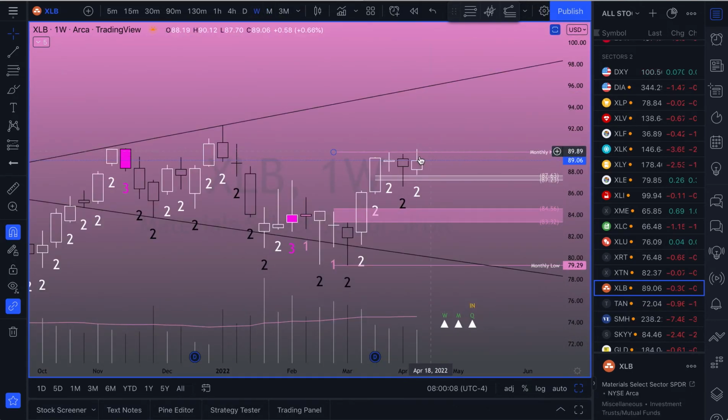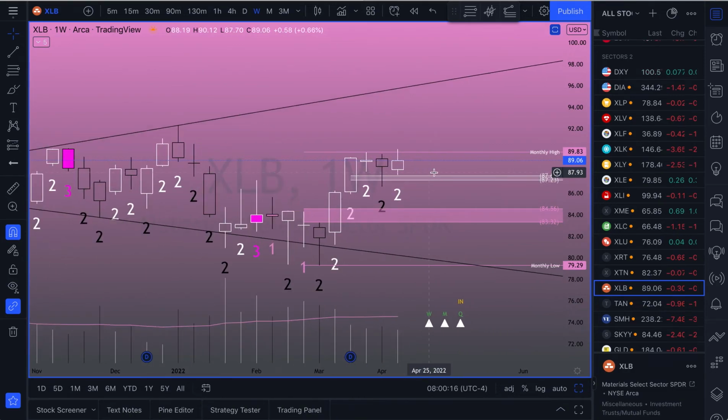All right, middle of the try. See if it could push up, potentially go up higher. Take this out. Keep this on watch. XLB, not looking bad.